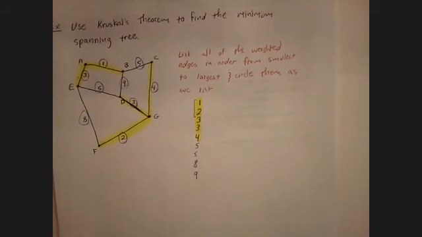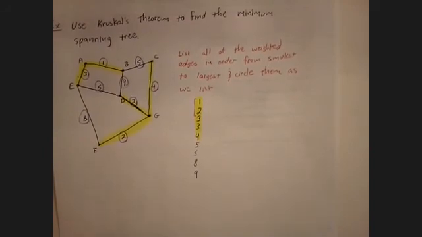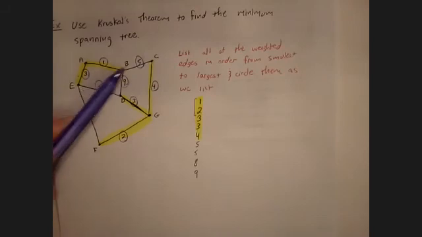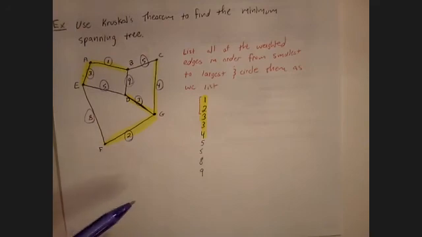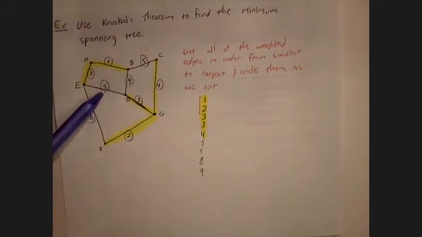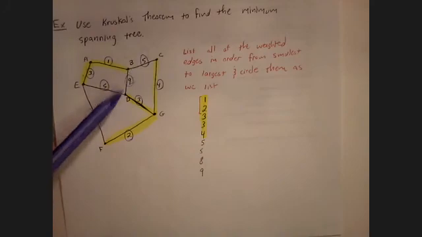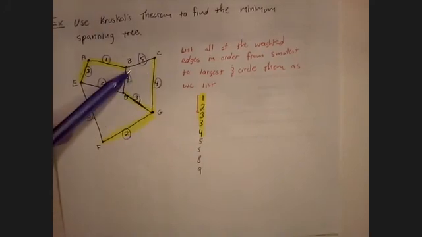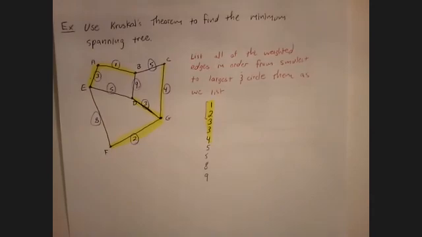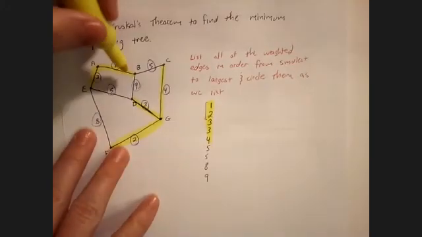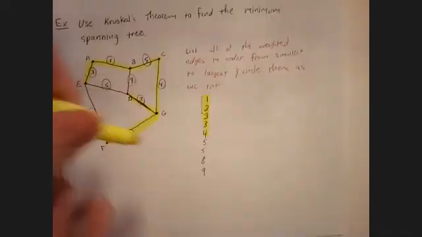Now I get to the 5. Here's where our issue lies. I can highlight either of these 5s, but I cannot highlight both of the 5s because if I highlight both, I will create a circuit. So choose a 5. It does not matter which. I'll just choose this one.